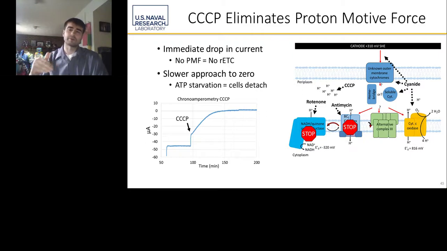that ends up being around 25% of the total current. And then we get this much slower approach to zero in the current, which we're interpreting as the cells detaching, because in some cases the attachment of cells is actually ATP dependent, so they need energy in order to stay attached to the electrode. The other possibility is that they're just deciding to leave, because if they can't breathe on the electrode anymore, then they may as well go somewhere else and try to find a better place to live. But either way, we see this immediate drop in current.